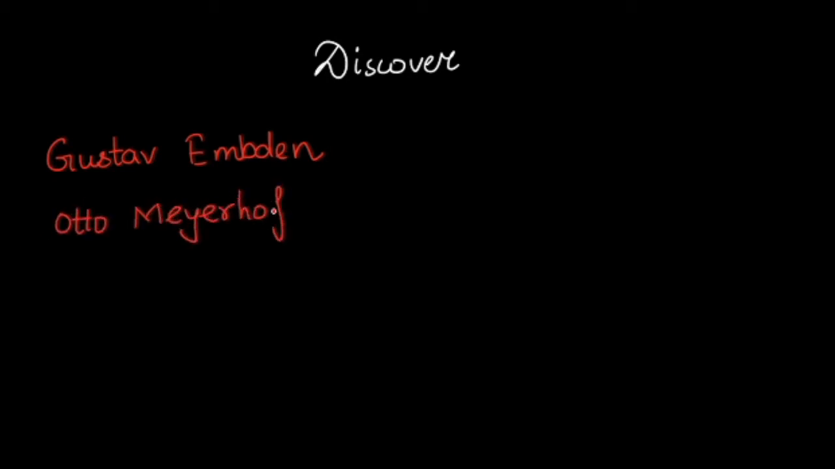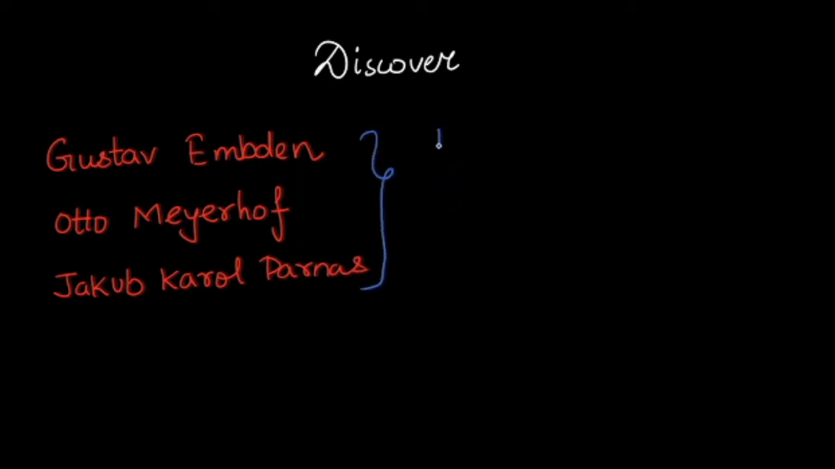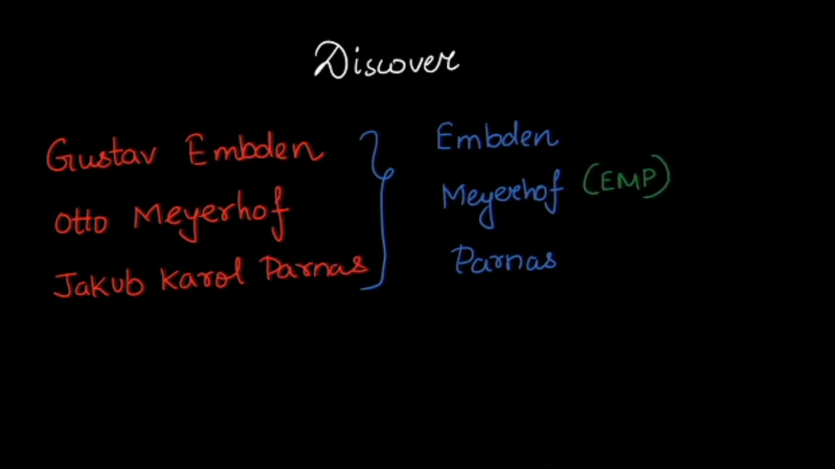About the discovery. The process of glycolysis was discovered by three scientists, Gustav Embden, Otto Meyerhof, and Jacob Karol Parnas, from whom we got the Embden-Meyerhof-Parnas, which is also known as the EMP pathway. So that's why we call glycolysis also an EMP pathway.